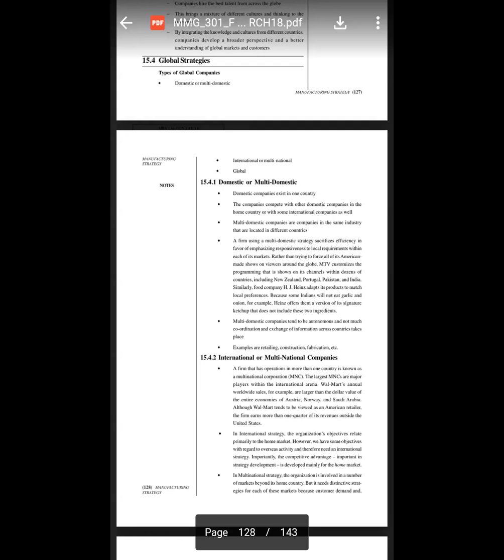Okay, now similarly, in the food industry, H.J. Heinz adapted the product to match local preference because some Indians will not eat garlic and onion. For example, Heinz offers a version of its signature ketchup that does not include those two ingredients. Okay, multi-domestic companies tend to be autonomous and not much coordination and exchange of information across the countries takes place. Now see, they have given the example of retailing, construction, fabrication, etc.